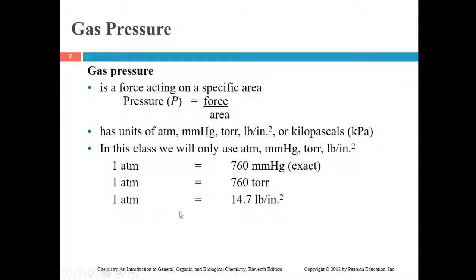However, here are our conversions that you need to write down: 1 atmosphere is 760 millimeters of mercury, or 1 atmosphere is 760 torr, which means 1 millimeter of mercury is 1 torr. They're the same. And so we can use them as conversions, which we're going to use at the end of this section. An atmosphere is 14.7 pounds per square inch.